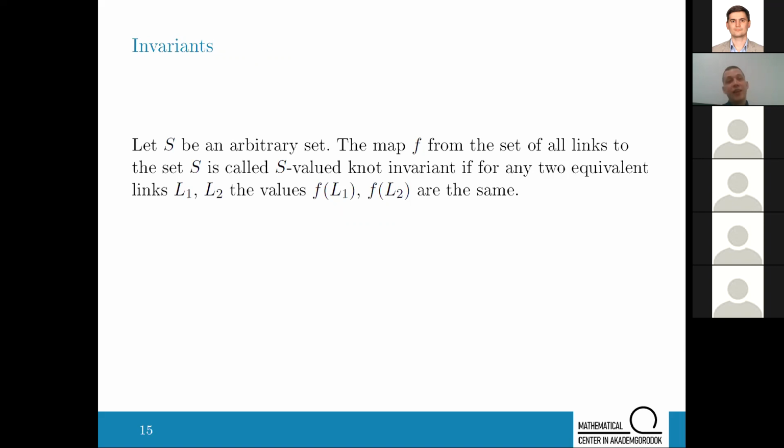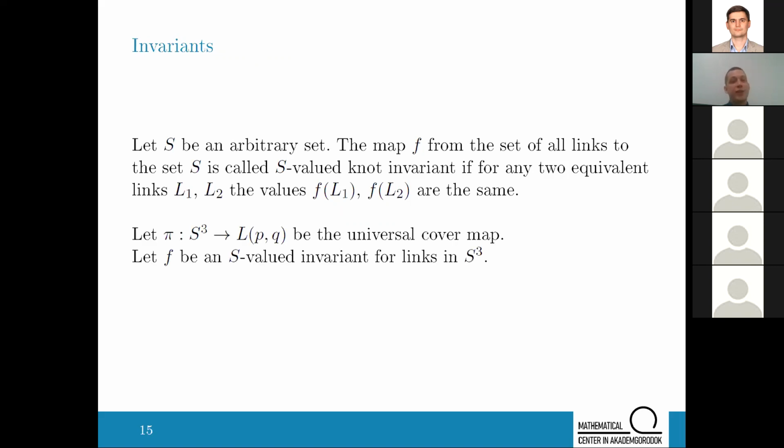And there is, let's say, a classical way of constructing invariants for links in lens spaces. It uses the universal cover of the lens space. The universal cover of the lens space is a three-dimensional sphere. So let pi from S3 to the lens space be the universal cover map. And let F be an S-valued invariant for links in S3, not for links in the lens space, but for links in S3. And there is a way to construct an invariant for links in lens spaces using this invariant F.